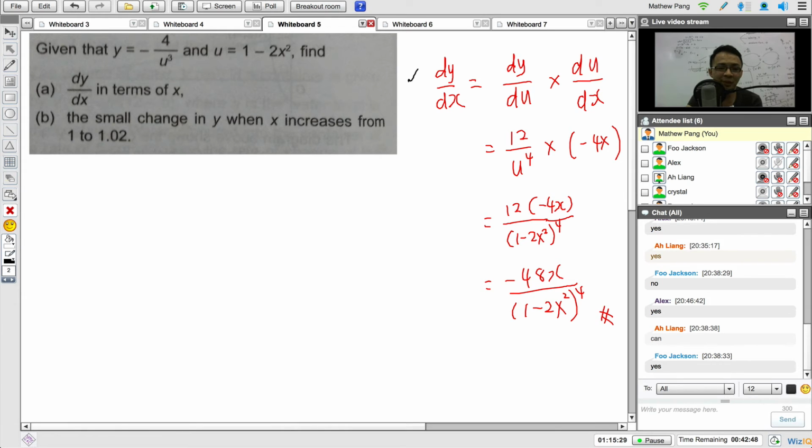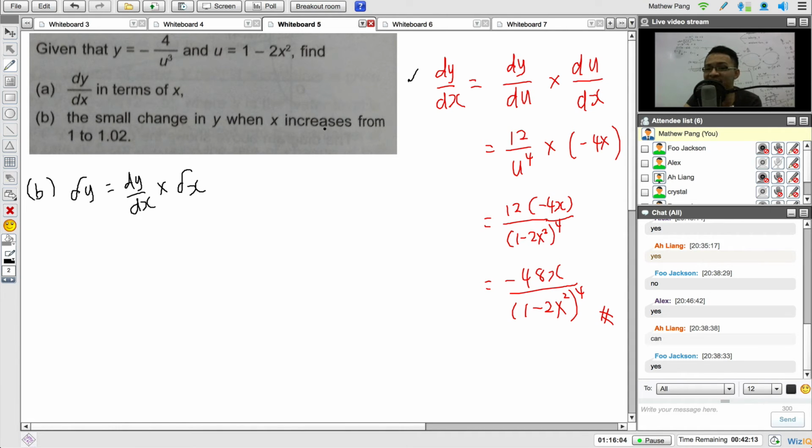Alright, part B, maybe I change some color. I change to black. Okay, B. So from here, he's asking you to find the small change of y. So I will write the formula for the chain rule, which is dy dx multiple change of x. Because change of x actually is over here, right? So I move the change of x to this side, and it becomes this chain rule. Alright, not difficult, right?